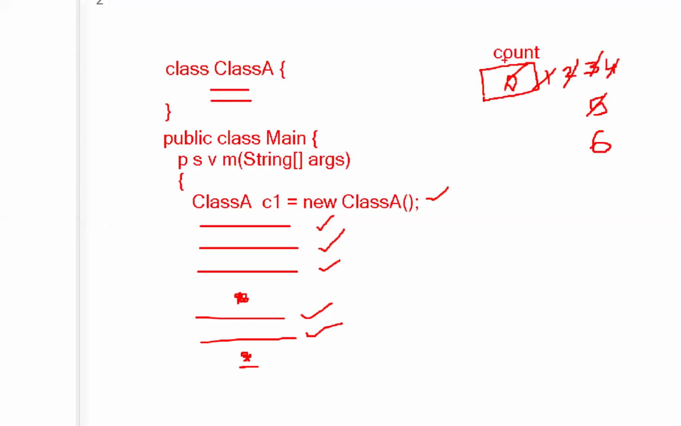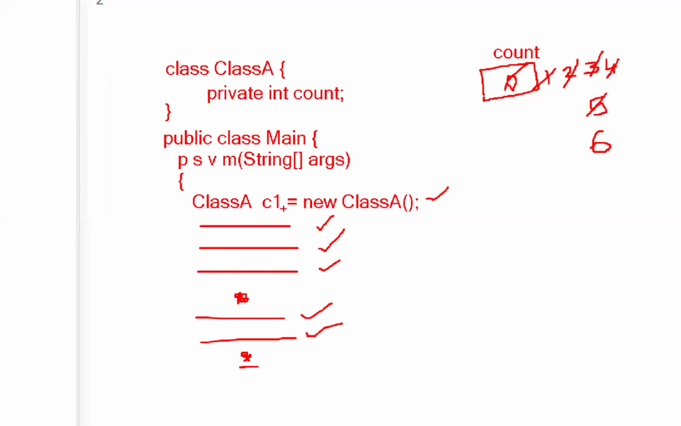Suppose I am creating an instance variable. For example, could you tell me how to create an instance variable? Here I am creating the variable now. Private int count. Count is an instance variable because I'm not using the static keyword. Very good, excellent. It is called which variable? Instance variable.